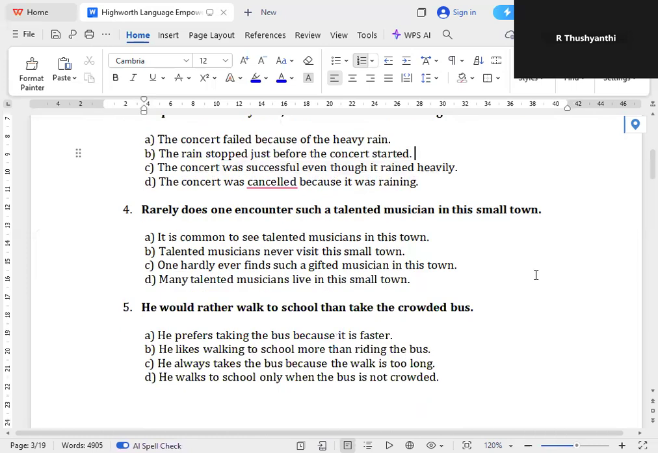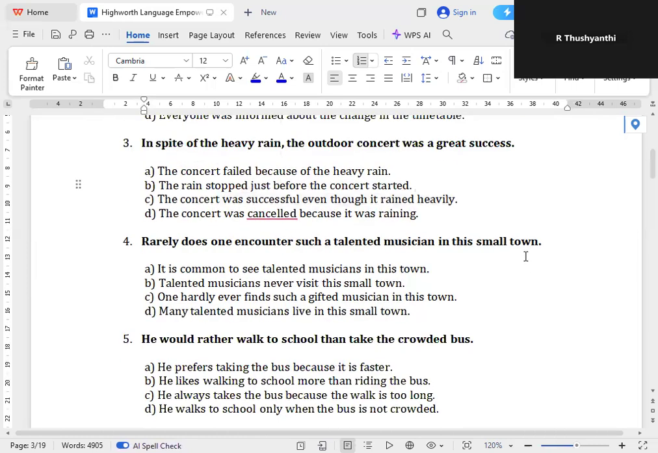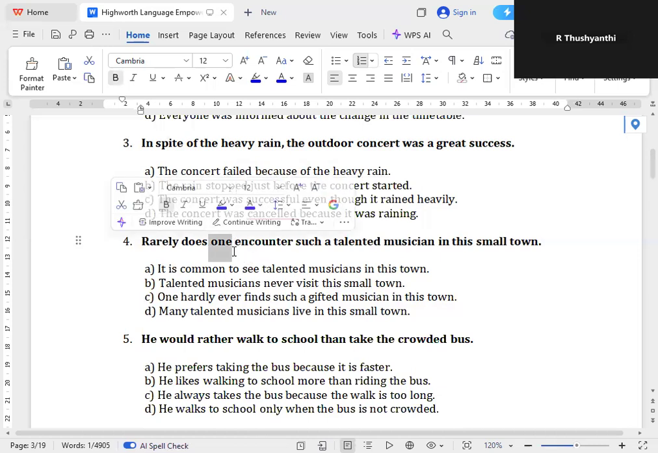Let's go to the fourth one. Rarely does one encounter such a talented musician in this small village. Encounter means meet. One means a person, any person. A person may rarely meet. A person rarely meets such a talented musician in this small village.